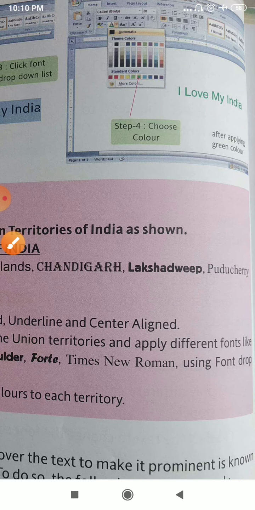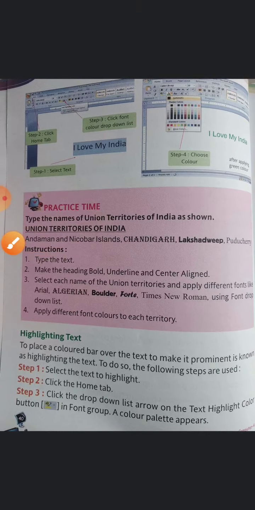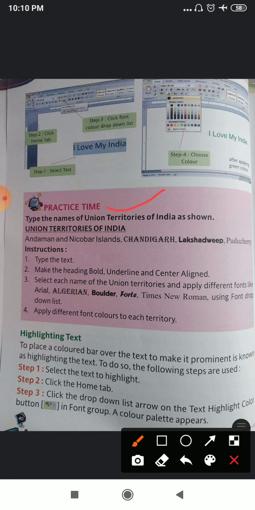Okay student, so the steps are very simple. Now one practice time is there for you. This is also your homework. In this, what you have to do is type the names of union territories of India as shown. So you have to type like this. First of all you have to note this heading, Union Territories of India. Then you have to type this: Andaman and Nicobar Islands, Chandigarh, Lakshadweep, Puducherry.